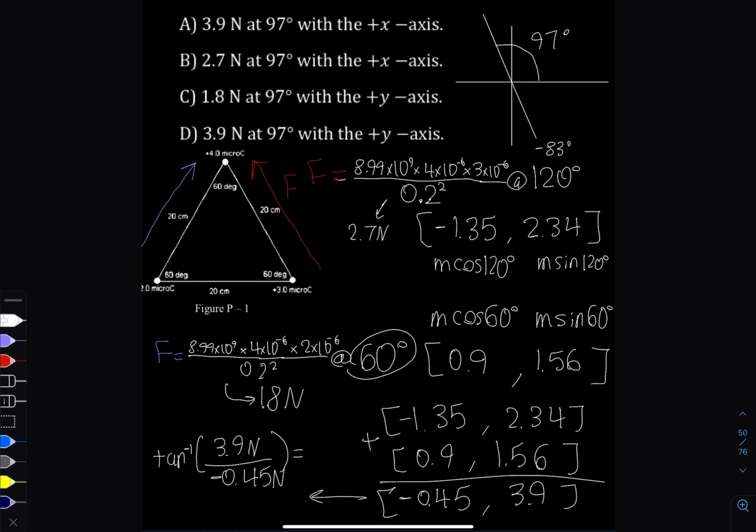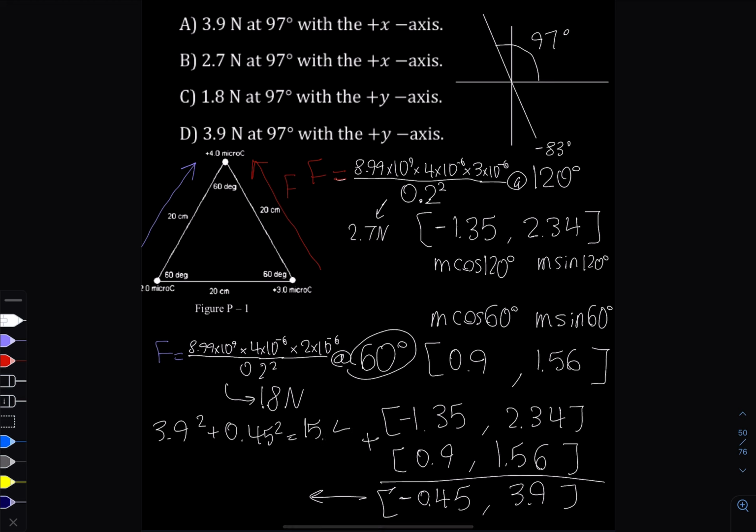Now we just need to find the magnitude. That was finding the angle. So the magnitude would be simply Pythagorean's theorem, I believe. 3.9 squared plus 0.45 squared should give something like 15.4, and then you square root 15.4 and we get 3.9 newtons.